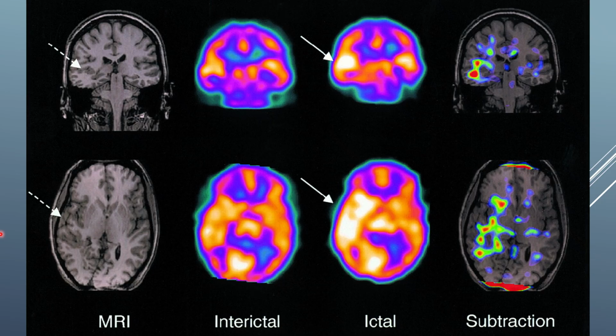It kind of overlaps them on top of each other, and then it will subtract everything out so that what's left is only the areas that are hypermetabolized. And then that information is overlaid onto the MRI so that you can see the exact areas of the brain that are hypermetabolizing. And MRI gives just such amazing detail in the brain.